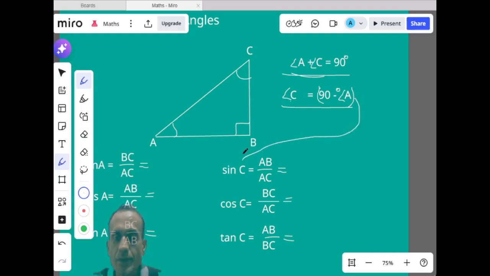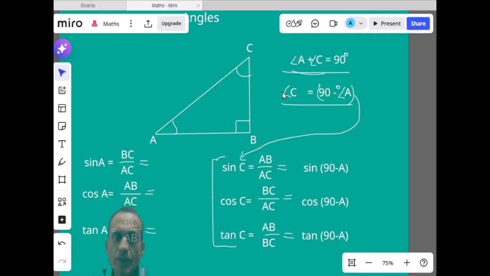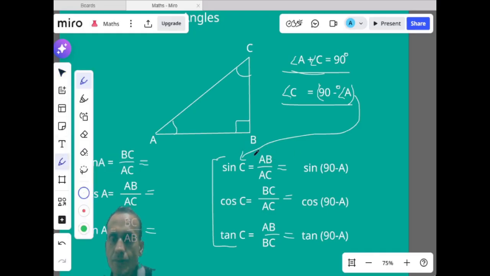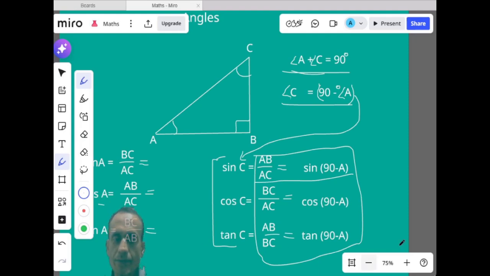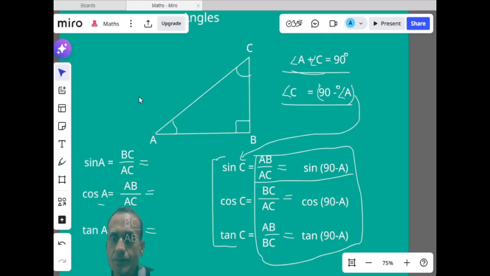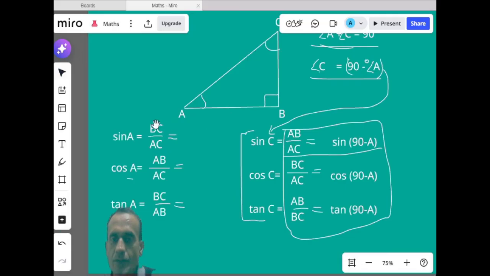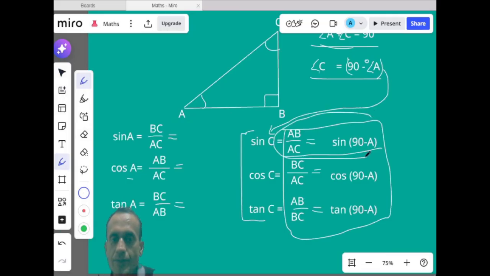So let us put C in these three equalities. If we replace C by 90 minus A, we get this equation. If you see here, sin 90 minus A is equal to AB by AC, which is equal to cos A. So sin 90 minus A is equal to cos A.